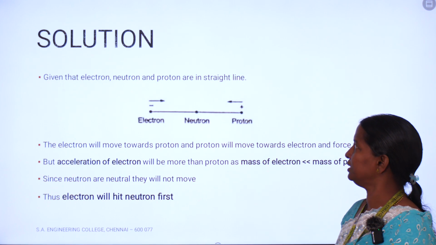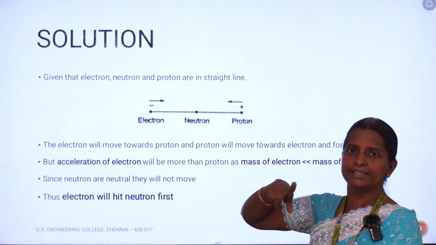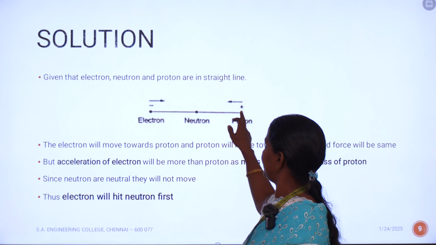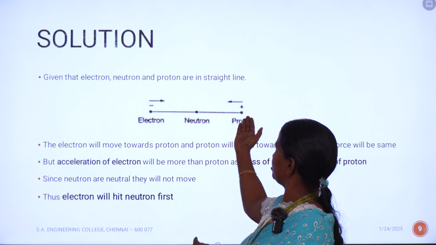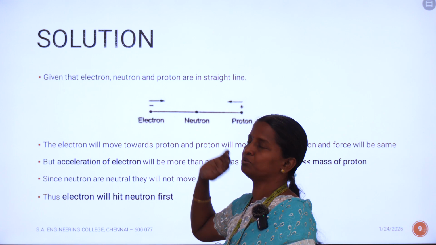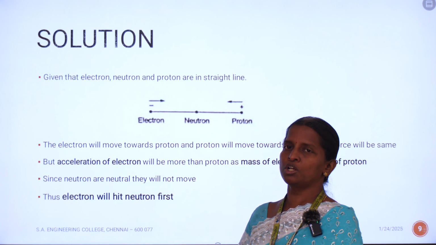Now see the solution. This is the electron, neutron, proton. This is the order they are given along the straight line. If they release the force, automatically the electron will be attracted towards the proton, and the proton will be attracted towards the electron, because this is a negative charge and this is a positive charge.